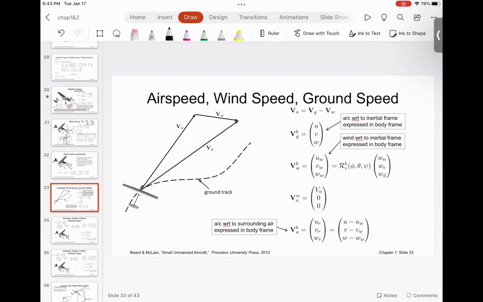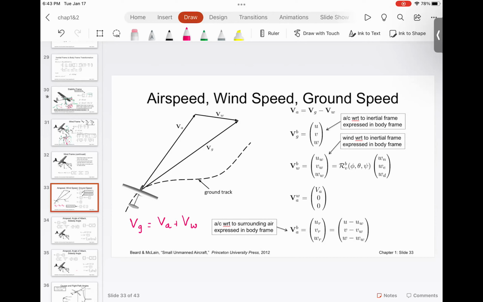Now, one last key point is the relationship between the airspeed, wind speed, and ground speed. So I want you to remember this equation. This is a very fundamental equation. Ground speed is equal to airspeed plus wind speed, which means you have an aircraft that is flying in the air. For some reason, you grab that aircraft and place it on the ground. Remember, our ground is a flat earth. The speed at which it will travel on the ground is the ground speed.